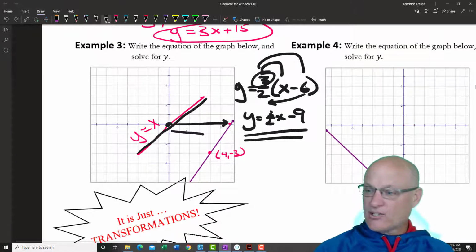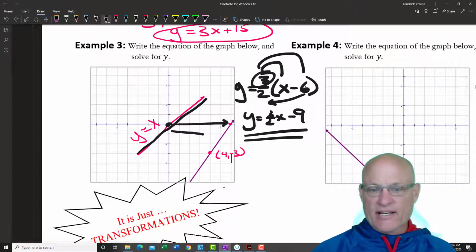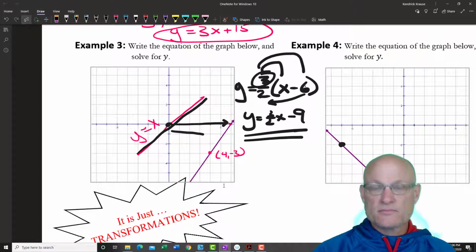All right, so let's take a look at this one. Let's find a nice point here. Do you see this point right here? I'm just going to pick one. It doesn't make a difference. So first and foremost, I can see that my slope is negative 1.